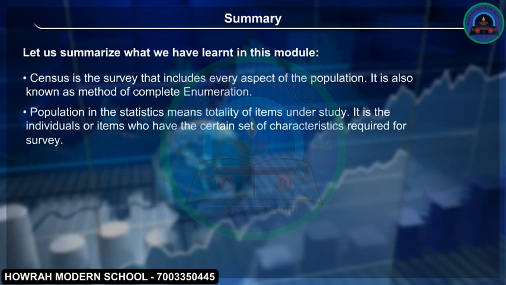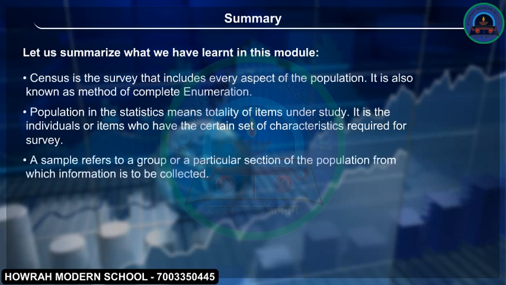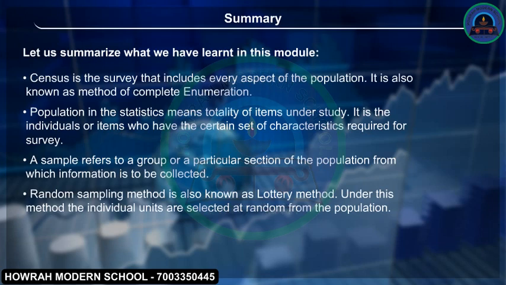Population in statistics means the totality of items under survey. It is the individuals or items who have the certain set of characteristics required for the survey. A sample refers to a group or a particular section of the population from which information is to be collected. Random sampling method is also known as the lottery method. Under this method, the individual units are selected at random from the population.